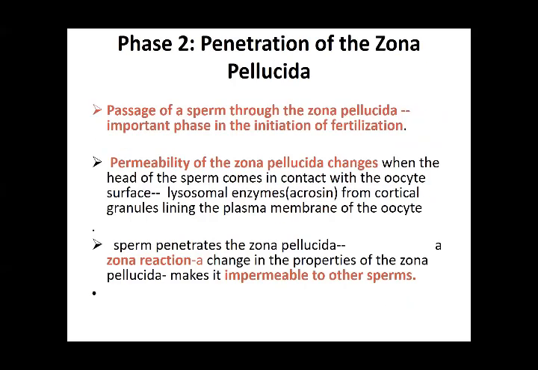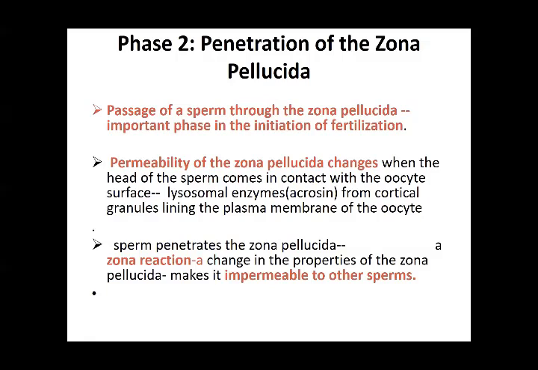It now has to pass through the zona pellucida. So passage of a sperm through the zona pellucida is an important phase in the initiation of fertilization. The permeability of the zona pellucida changes when the head of the sperm comes in contact with the oocyte surface. Lysosomal enzymes, this is going to change.